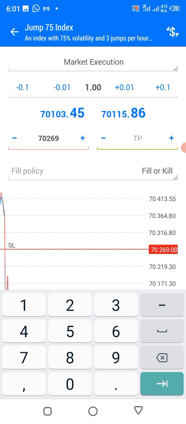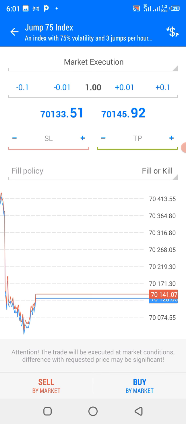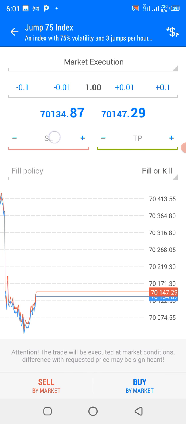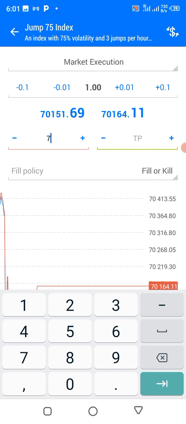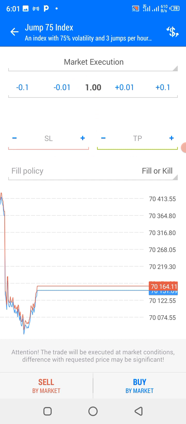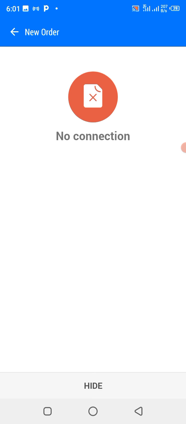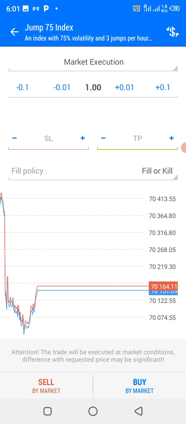I'm going to use all the margin. I keep doing it until the no connection. I keep doing this until they tell me that I don't have any money again.